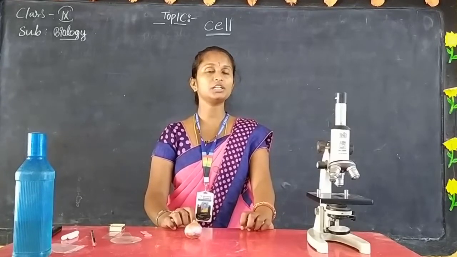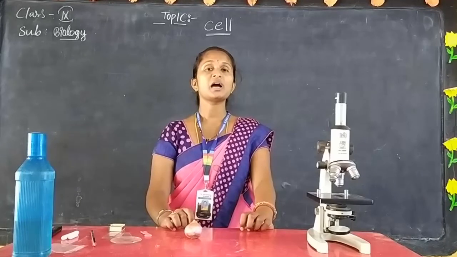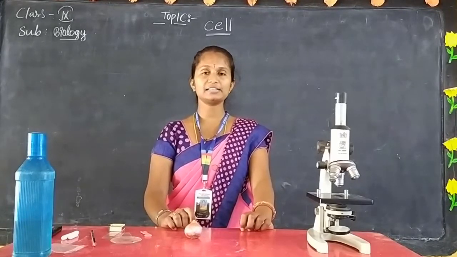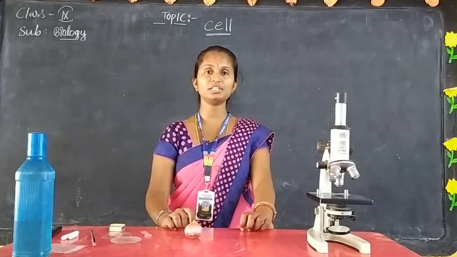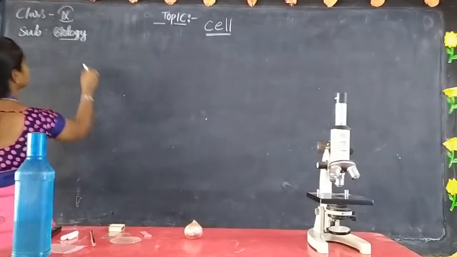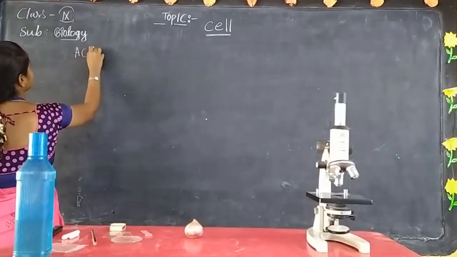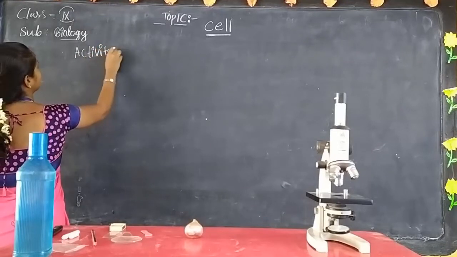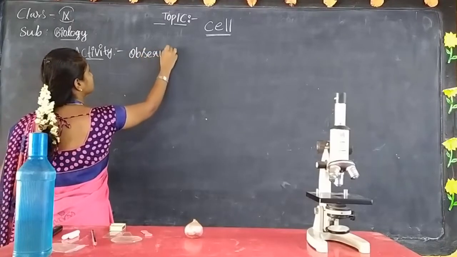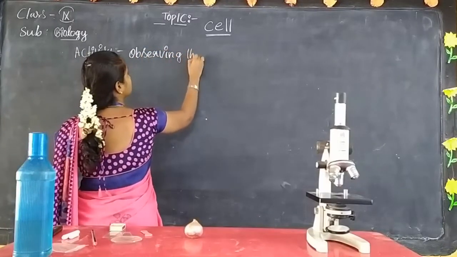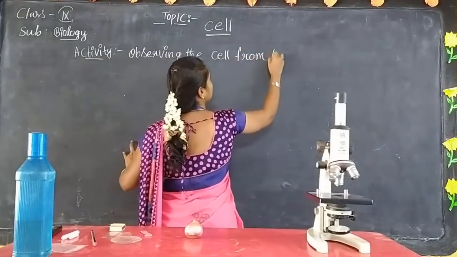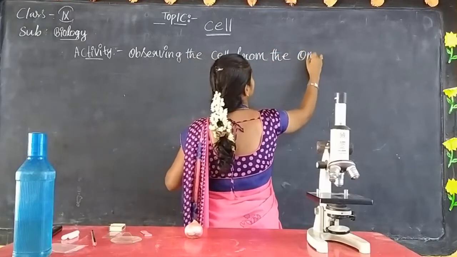In the last class we already discussed the differences between hypotonic solution and hypertonic solution. Today's class we are going to discuss observing the cells from the onion. Activity: observing the cell from the onion.